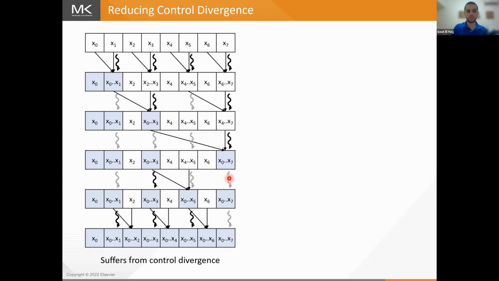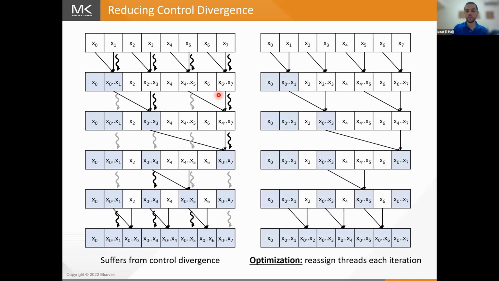So instead of doing what we have on the left, we can do this. We can reassign the threads on each iteration. On the first iteration, all our threads are going to be active, right? But on the next iteration, instead of having the threads drop out from the middle, we will move the threads around. So now the first thread is going to be responsible for this addition. The second thread is going to be responsible for this addition. And then the other threads are going to drop out from the end.